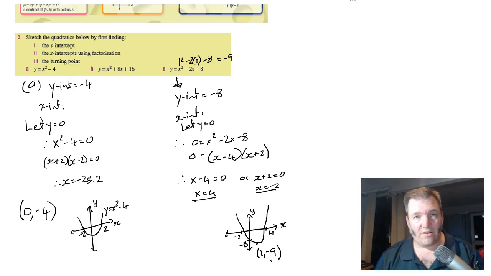Now, in the next video, I'm going to move on to completing the square so we can get parabolas in their turning point form. And this is going to be really important when we go on to the other equations.